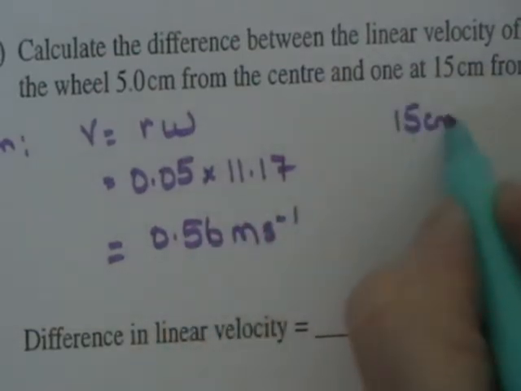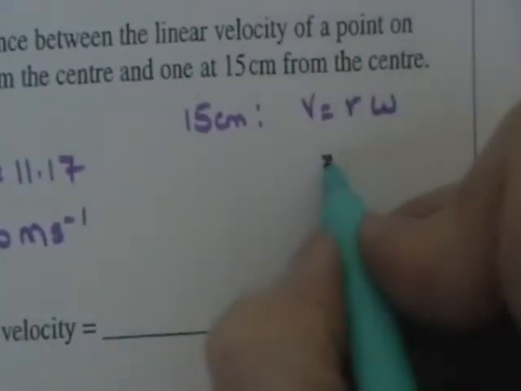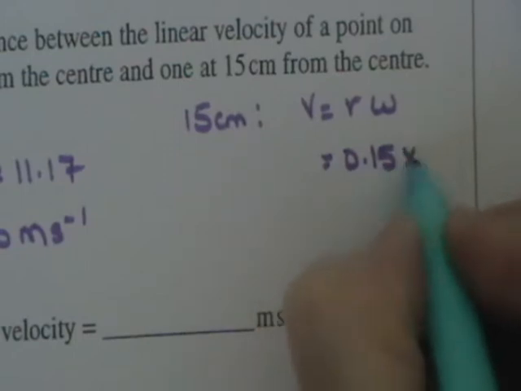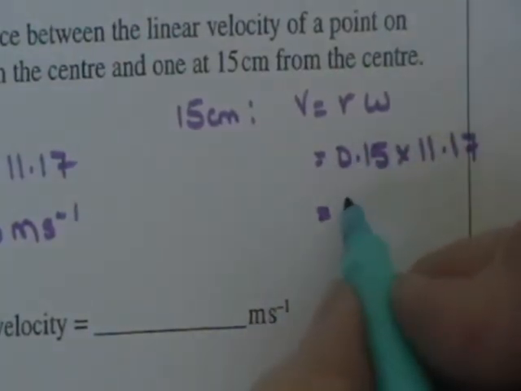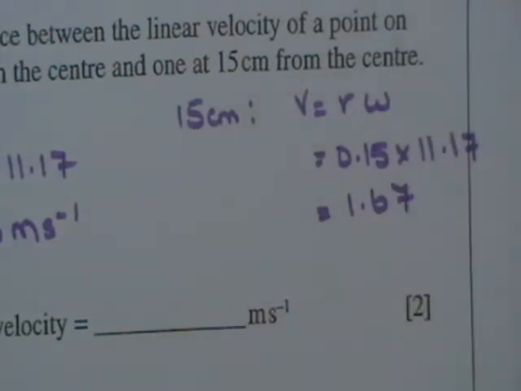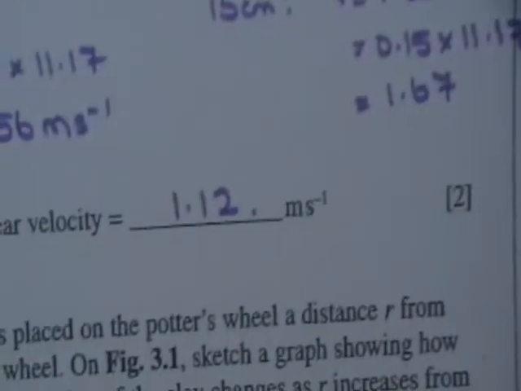15 centimetres from the centre, V is equal to r omega, and that's equal to 0.15 times 11.17, and that's equal to 1.67. So the difference in those two, when you take them away, is 1.12 ms to the minus 1.